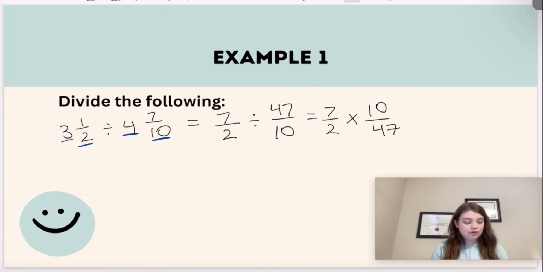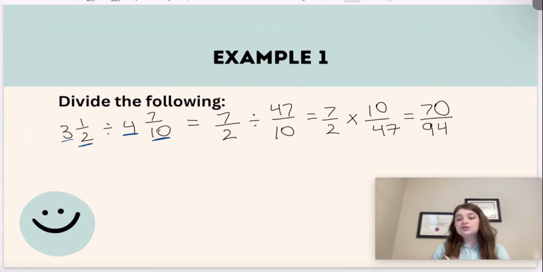Next, I'm going to multiply the numerators and multiply the denominators. So the numerators are 7 and 10, and 7 times 10 is 70. The denominators are 2 and 47, and if we multiply those together, we get 94.